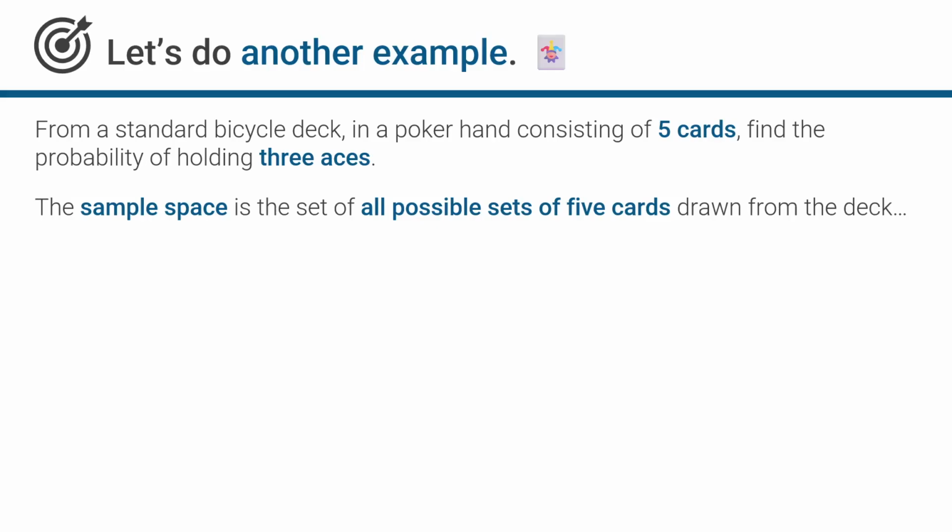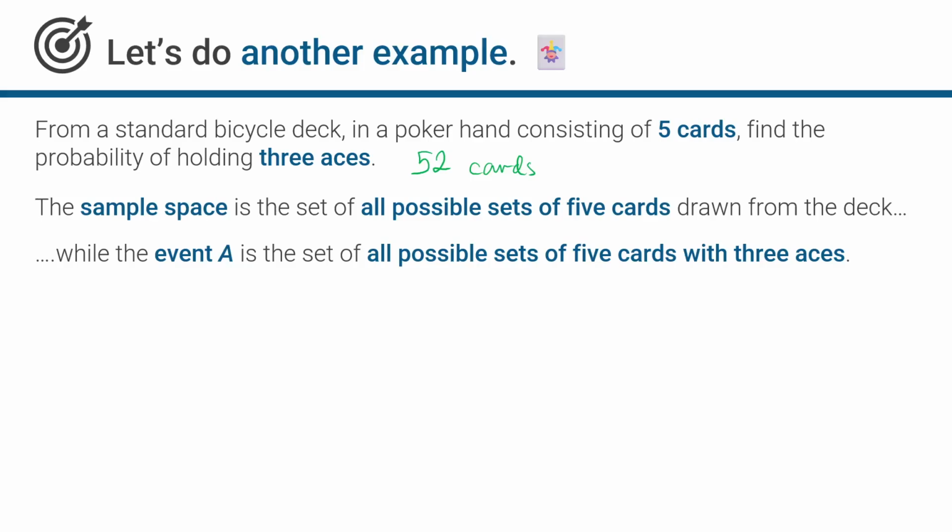So it means that if we have 52 cards in total, how many ways are we able to draw 5 cards from the 52-card deck? This will be a little bit complicated, but it's actually just the same basic counting principle. The event A is the set of all possible sets of 5 cards with 3 aces. Therefore, the probability that the event occurs, let's solve it one by one.